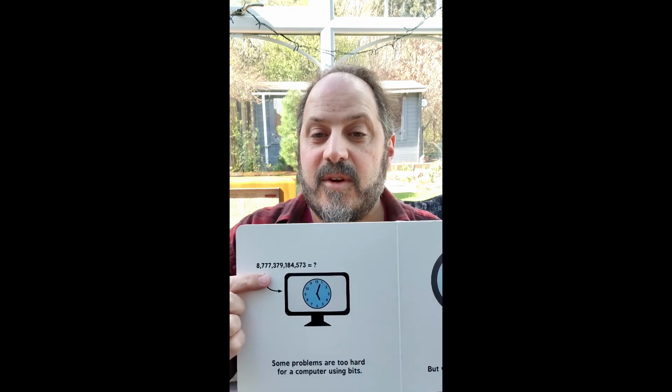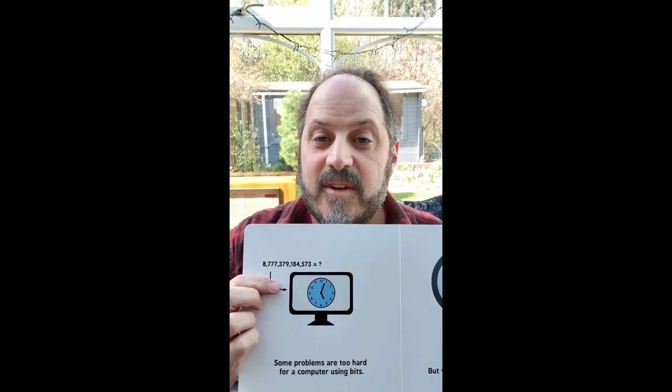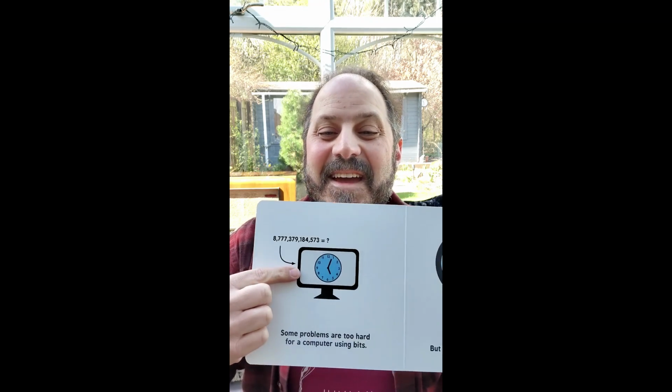Some problems are too hard for a computer using regular bits. So, as we saw, 6 equals 3 times 2 is a fairly hard one to solve just by itself, but what happens when you have 8,777,379,000? Ooh, that's actually 8,777,379,000, and so forth and so on. Anyway, some are very difficult for regular computers to solve. Even though they're good at solving problems, some are very difficult.